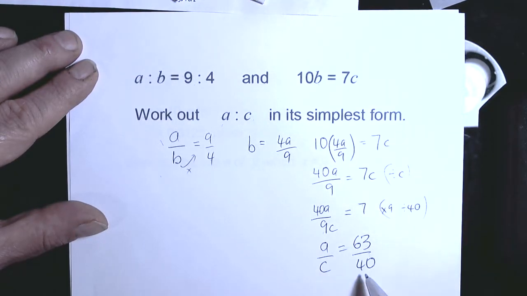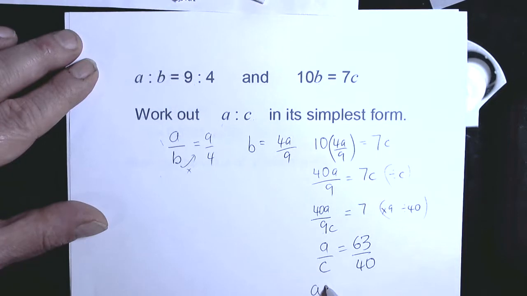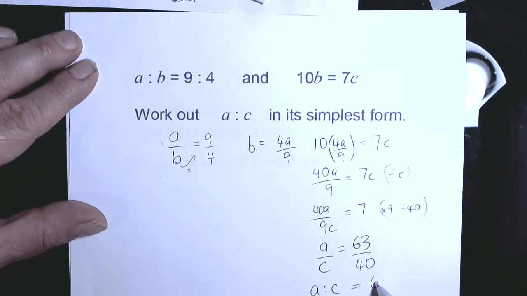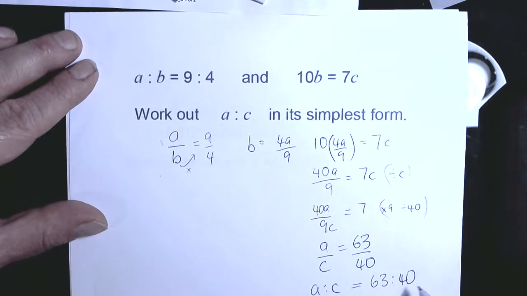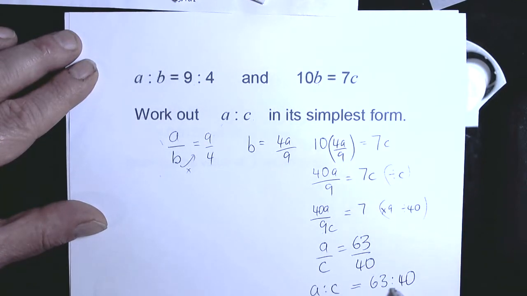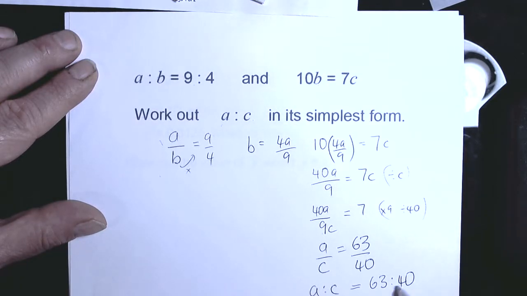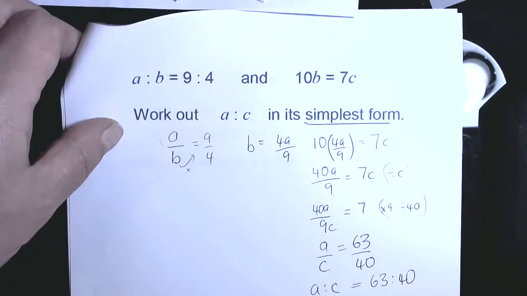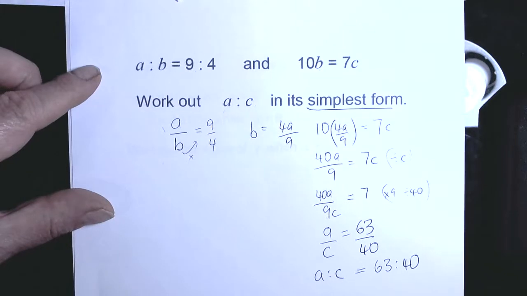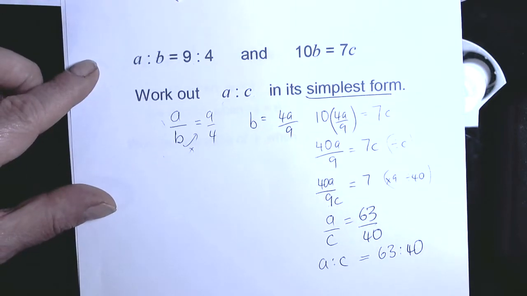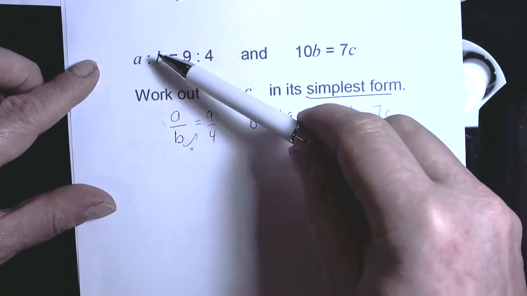And now we've got to do it in fraction form. We know the relationship of A to C must be the same as 63 to 40. And we look at these two to see if there's any common factors apart from 1. We can see that neither of these have got common factors, so that's as simple as it will go, because the question wanted it in simplest form. Okay, so that's the way that question could be answered. There are other ways, but that seems a fairly straightforward approach.